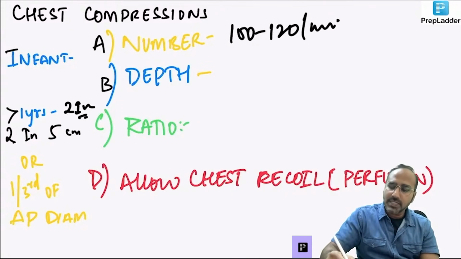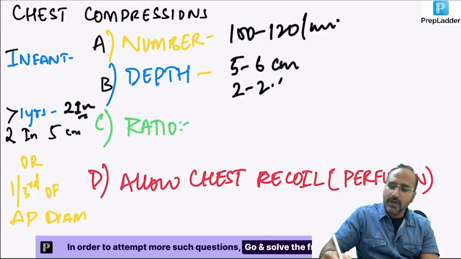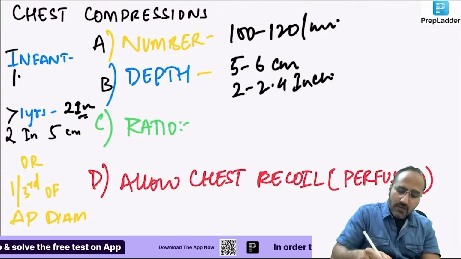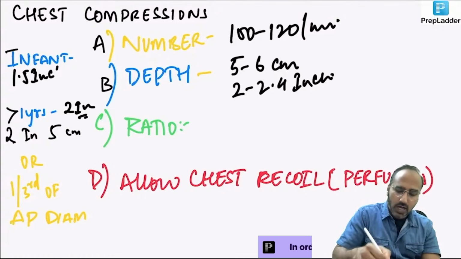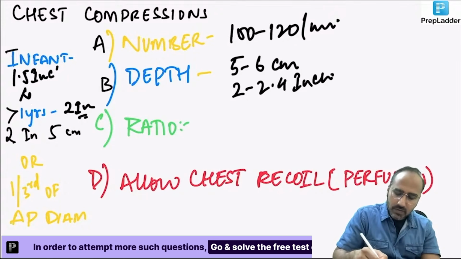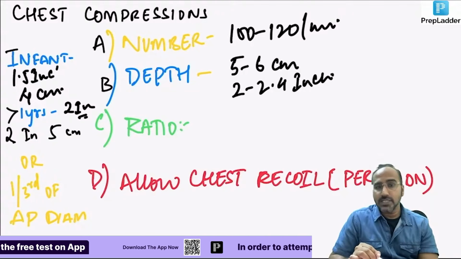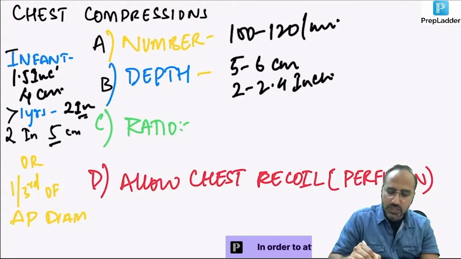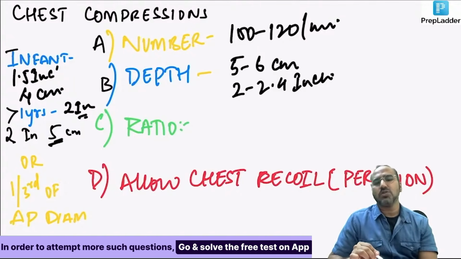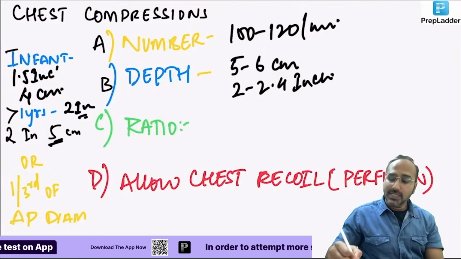What is the depth of chest compression? 5 to 6 centimeters or 2 to 2.4 inches of depth in case of adults. In case of infants, 1.5 inches or 4 centimeters. Next, in case of more than 1 year old child, you have to go for 2 inches or 5 centimeters. That should be the depth. In case of more than 1 year, you can also go for chest compression depth of 1/3 of the anterior posterior diameter.